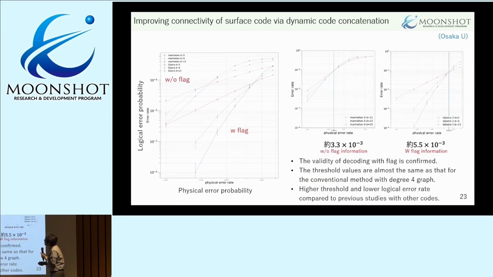Then this is a graph of logical error probability versus physical error probability. And this clearly shows that with flag information used in the decoding, the performance of the code improves much. And the derived threshold value is not so bad compared to the original surface code. And this is surely better than other codes of connectivity 3.